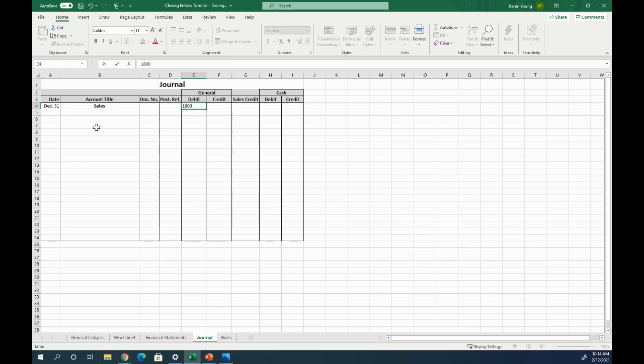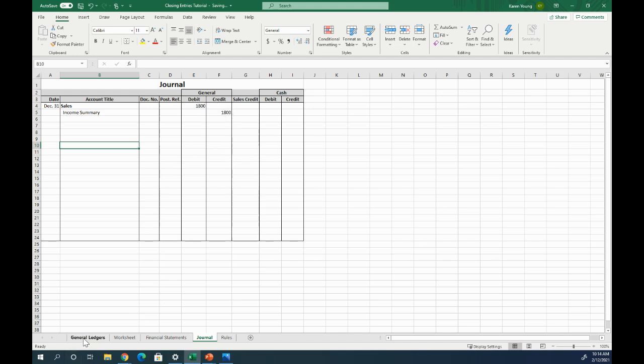For $1,800. And it was a credit to Income Summary for $800. $1,800. Okay. All right. So for me, I was always taught, and when I'm doing this, I always indent slightly. You don't have to do that, but I just have to. All right. So there's my first closing entry. It's a debit to sales and a credit to Income Summary.